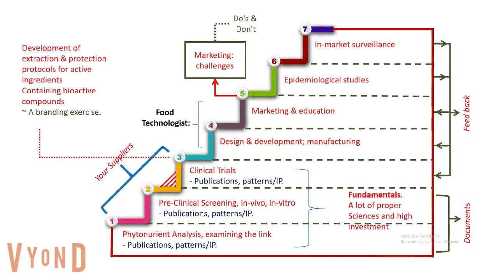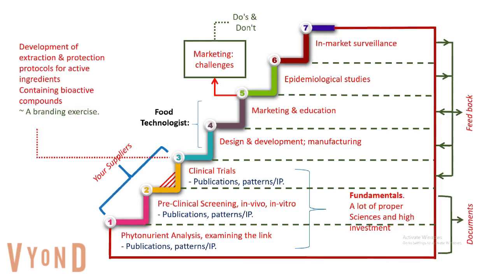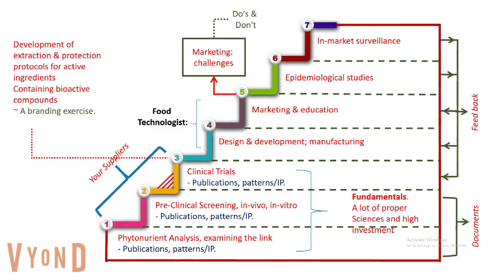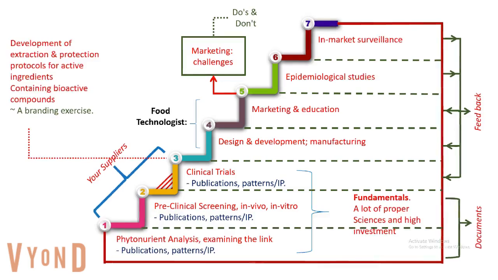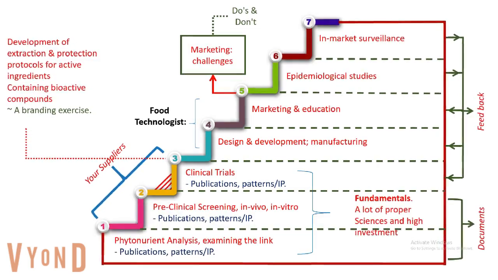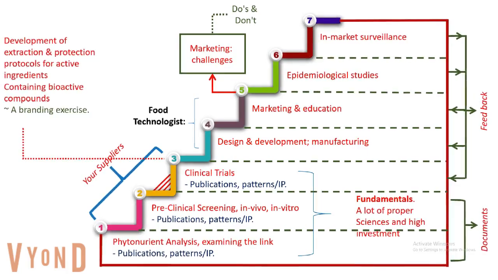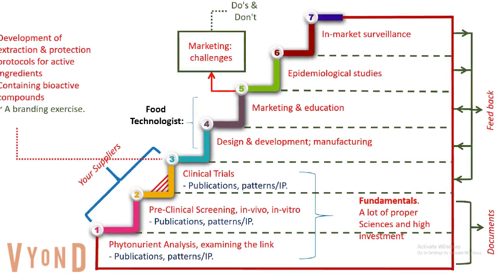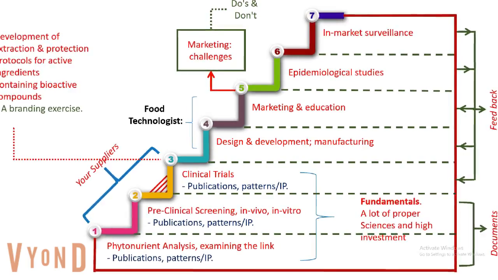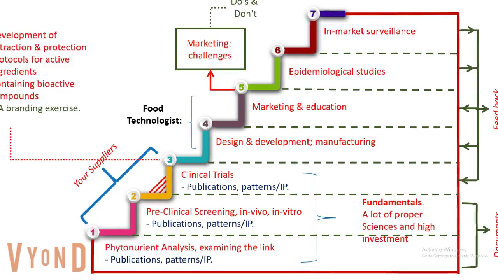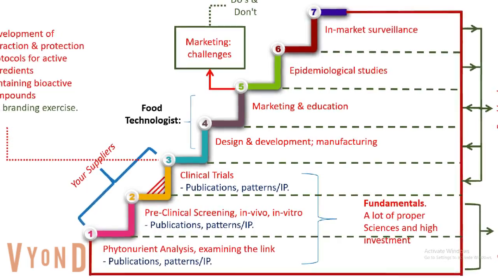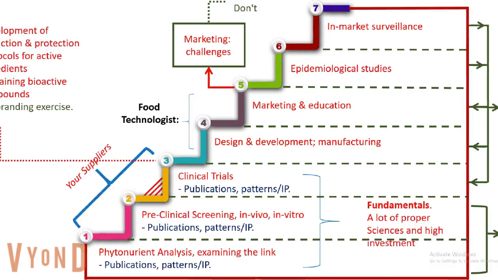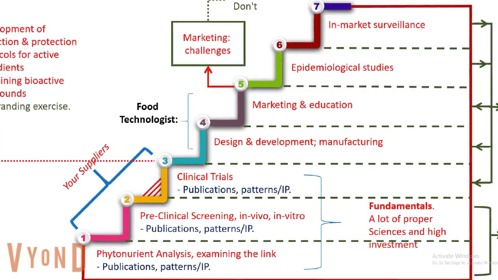That is basically a general progression from research at steps 1 to 3, to marketing somewhere around step 5, and then 6 and 7. So in the first step, as scientists, we link particular food and health benefits. This includes phytonutrient analysis, examining the link. Probably there are a few publications and intellectual properties being generated in this first step.